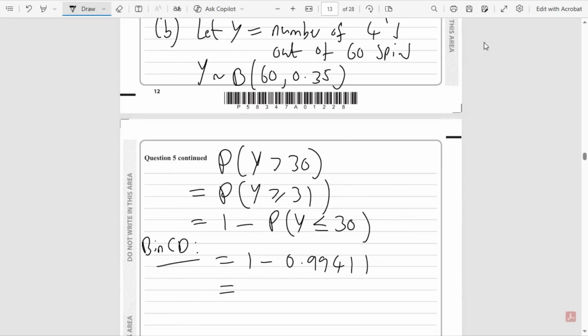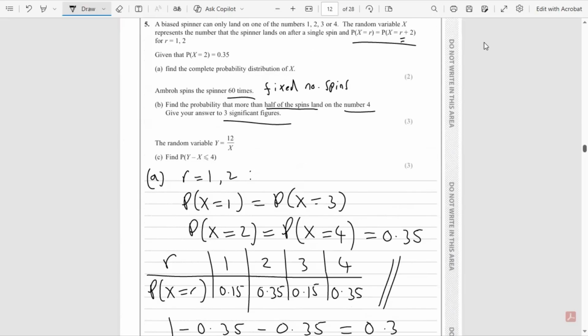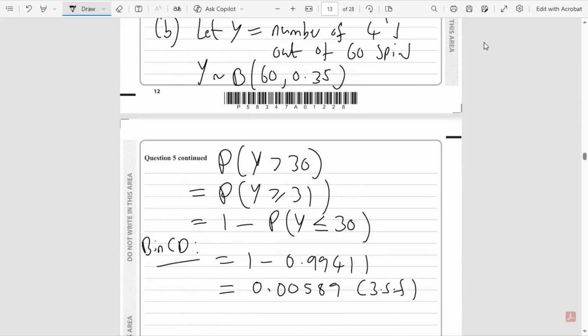This gives 0.99411. So we do 1 minus this number, 1 minus the answer, and this gives us 0.00589 to 3 sig figs. So remember, the question did say that we want the answer to 3 sig figs. So that would be our answer down there.